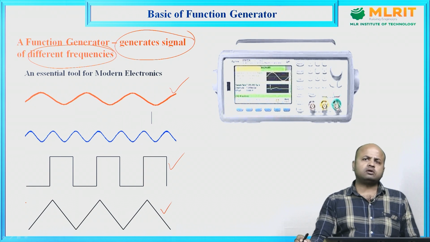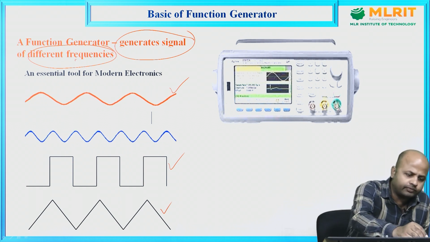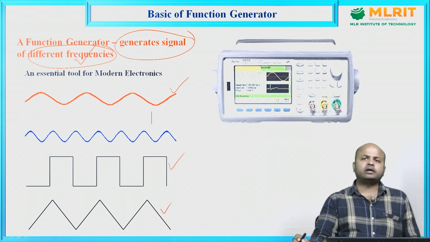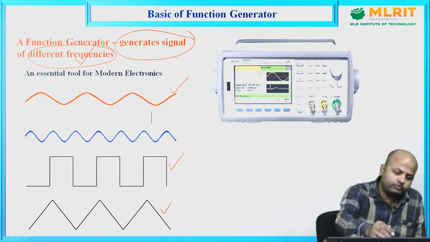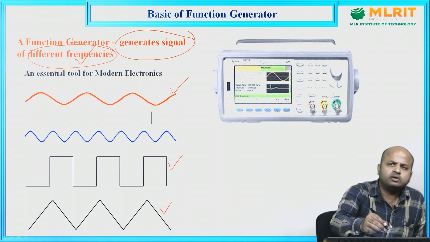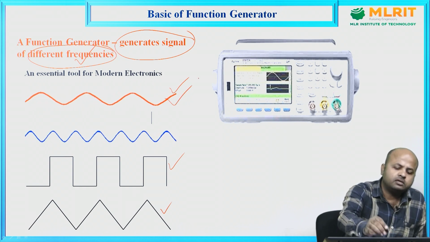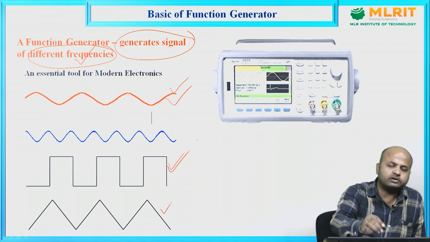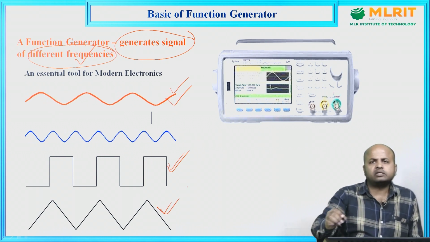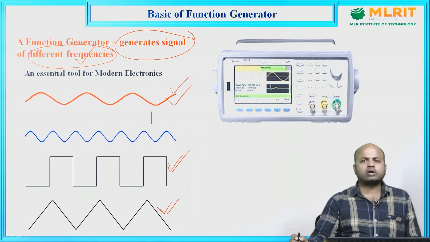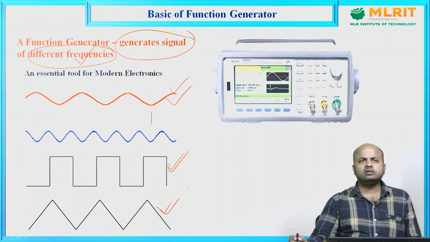So, basics of function generator. What do we mean by function generator? A function generator is an electronic device which is widely used to generate signals of different frequency. Here we can see that with the help of a function generator, we can generate sine wave, square wave, triangular wave, and other waves can also be generated.